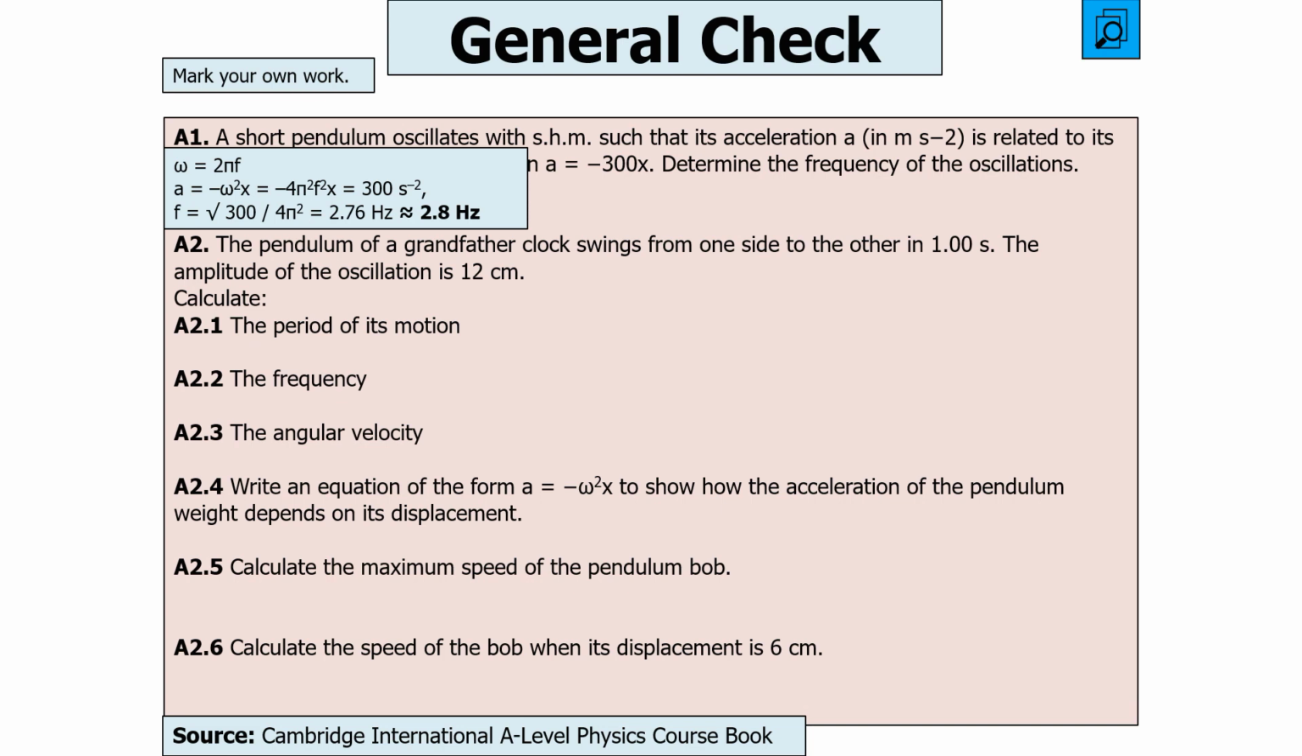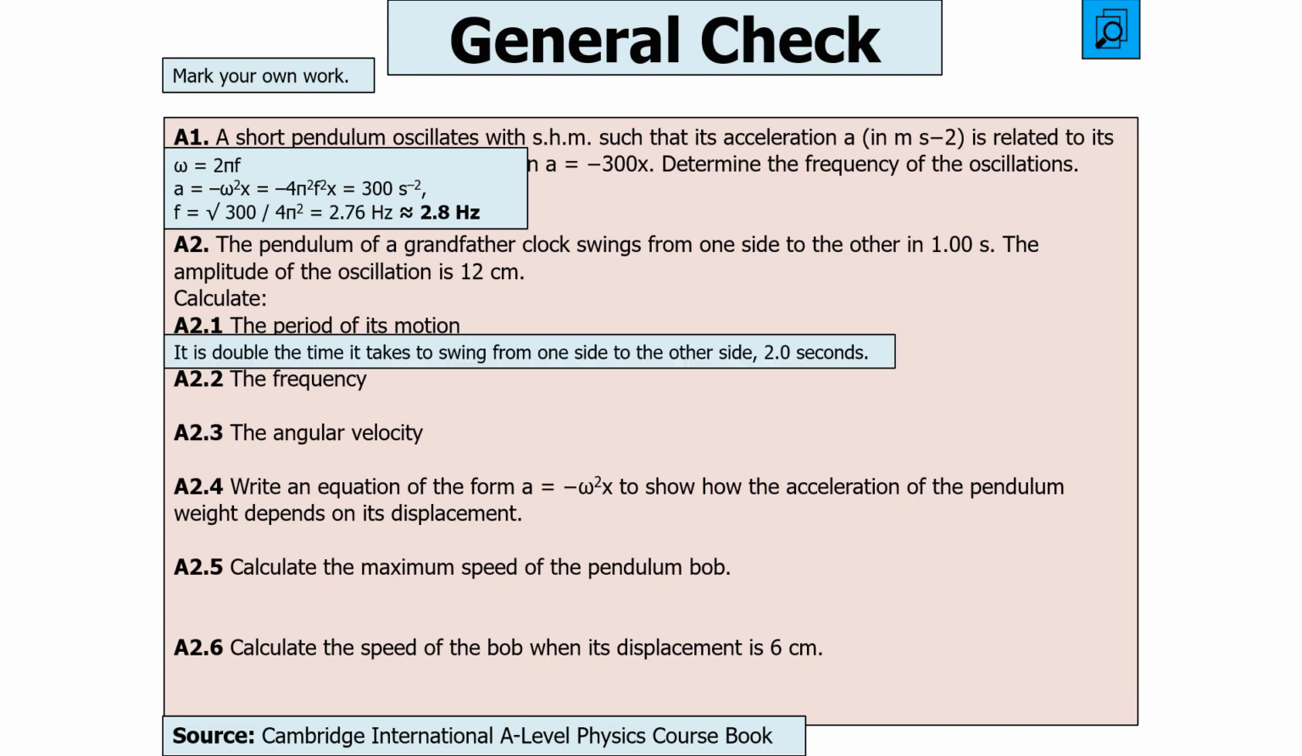In the next question, we've got to remember that the period is the time it takes for the oscillator to go from one side to the other and back to the original side again. So because it goes to one side in 1 second, it's got to go back, so we double it, therefore it's 2 seconds. The frequency is 1 over the time period, 1 over 2, which is 0.5 hertz. The angular velocity is 2 pi f, so it's 3.14 radians per second.